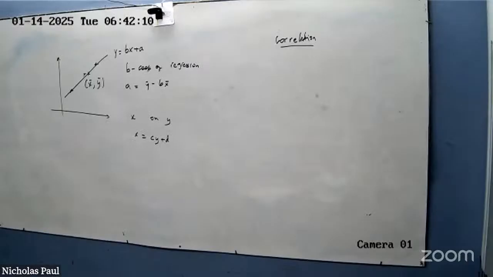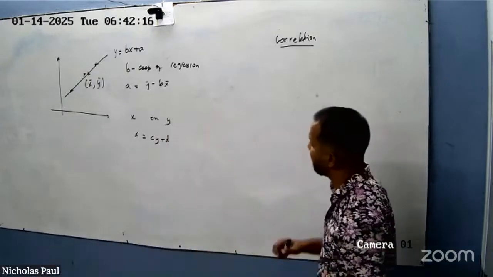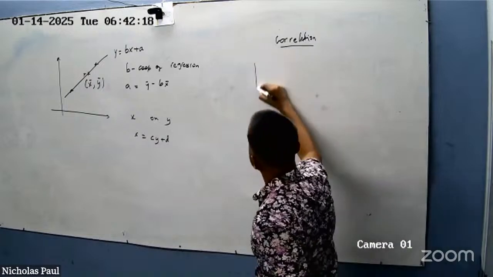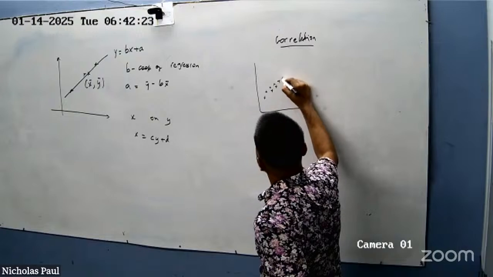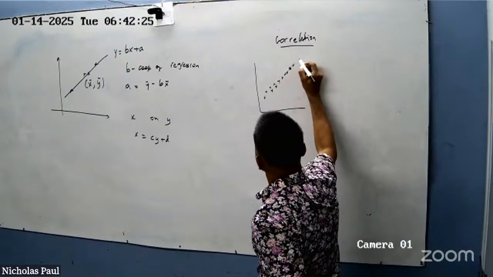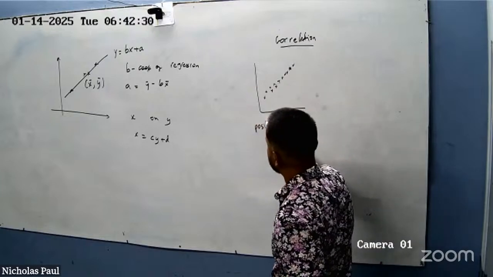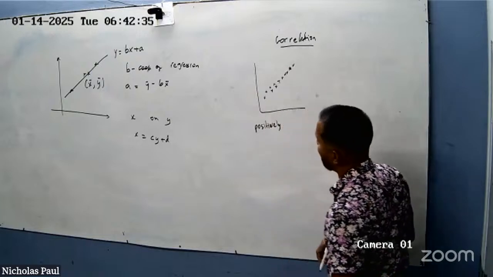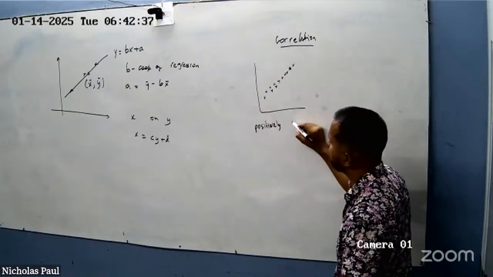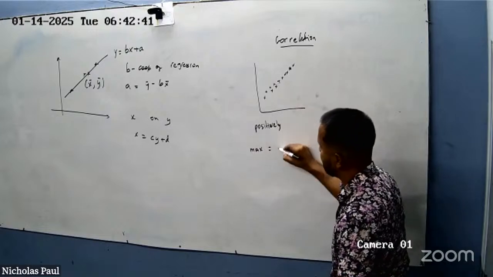To do regression, the next thing that you have to do is correlation. Sometimes you do it before. Correlation gives you an idea of how all your values are related. For example, if you plot your values and they look like this, these values here are positively correlated. The largest possible correlation, the max for a positive correlation, is 1.